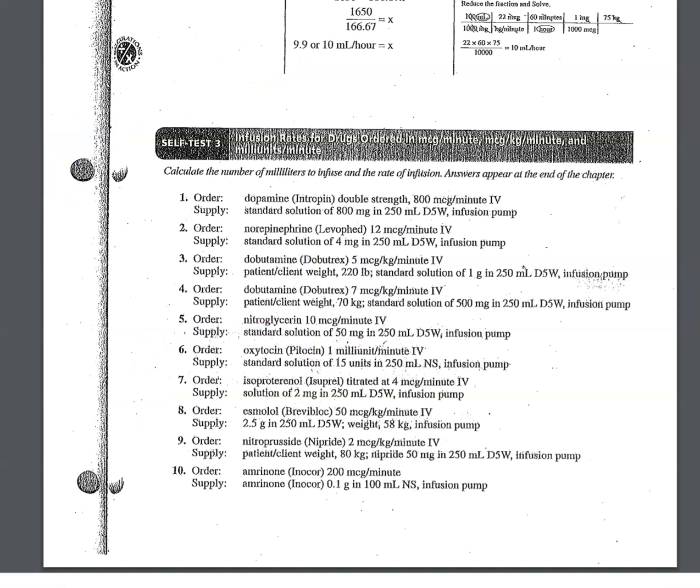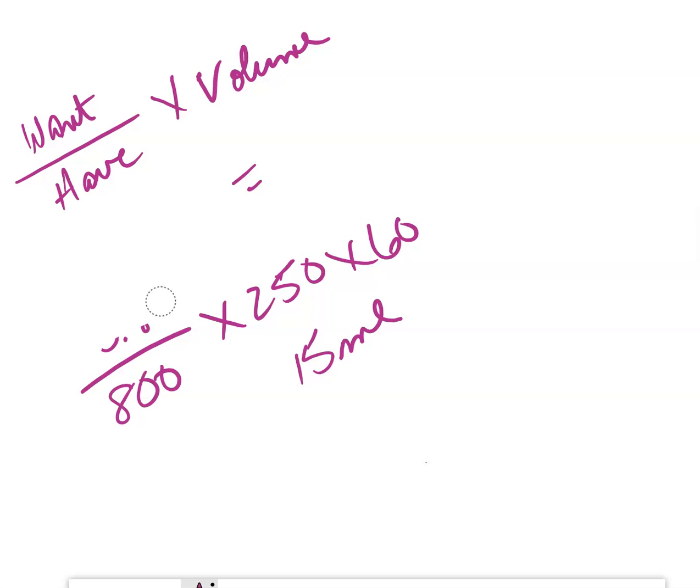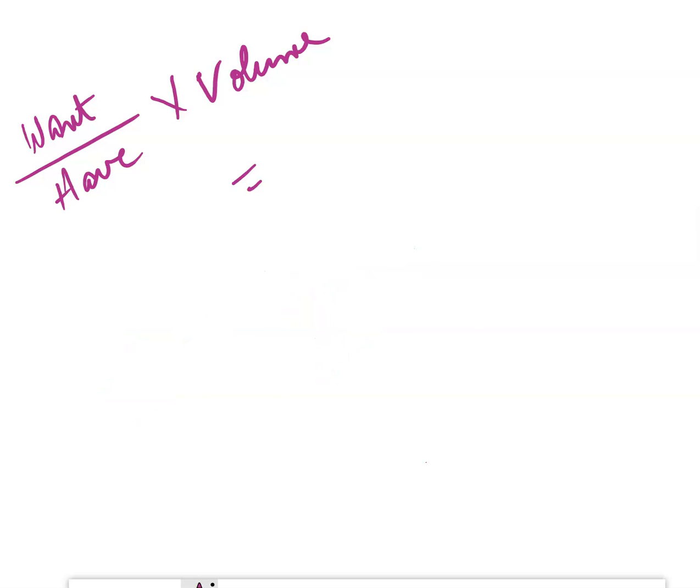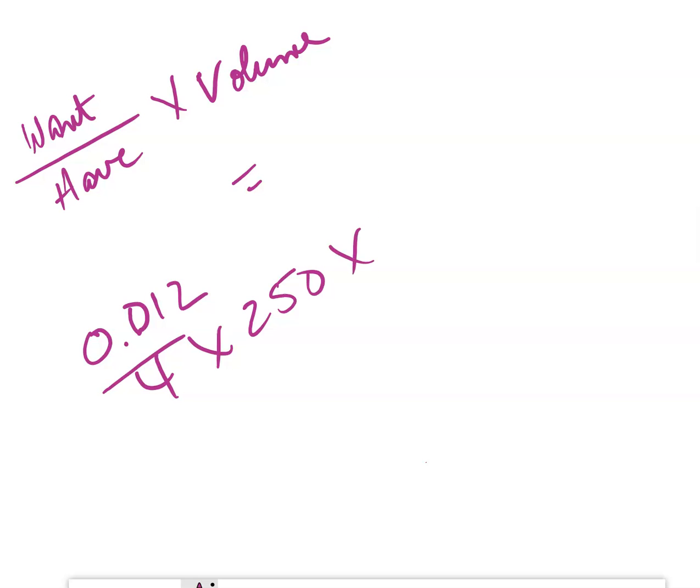And then for number 2, Levophed, 12 mics a minute. What they sent you is 4 milligrams and 250 mLs of D5W. So what we are going to do is the same concept. And I got 0.012 divided by 4 times 250 times 60 is 45 mLs per hour. Easy enough.